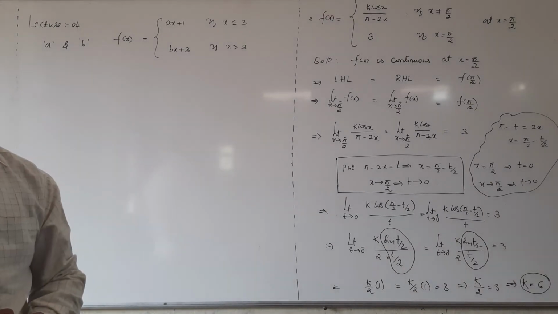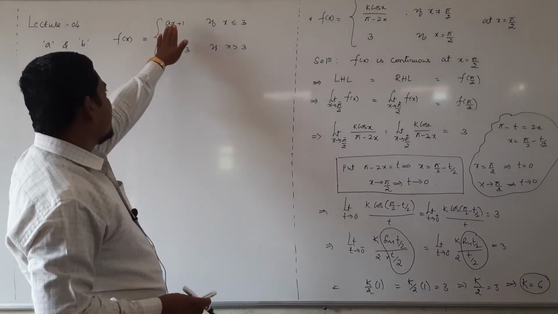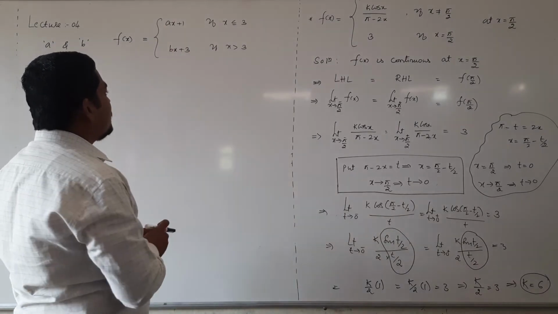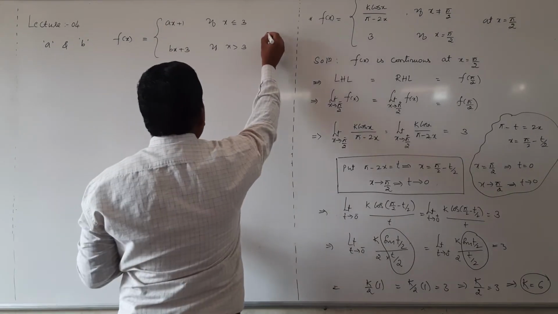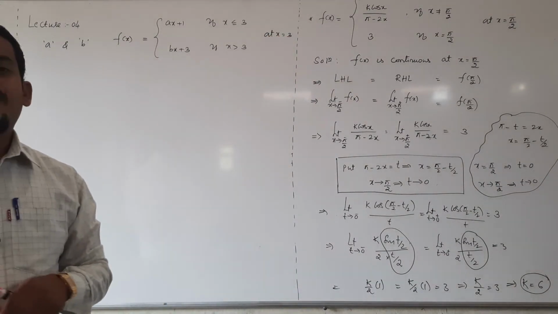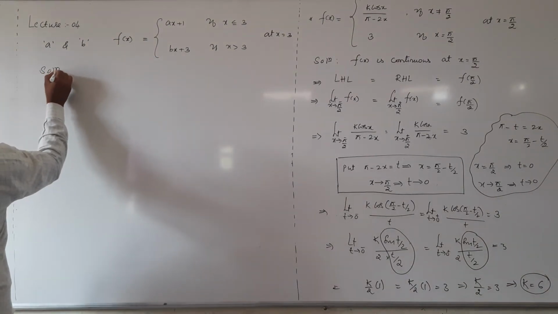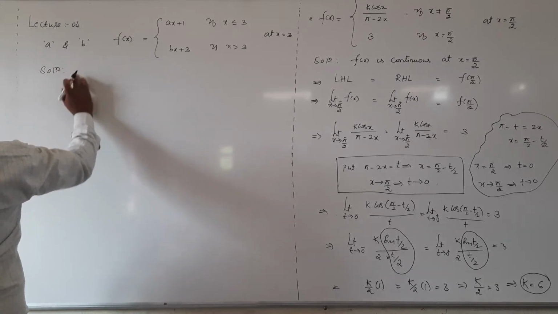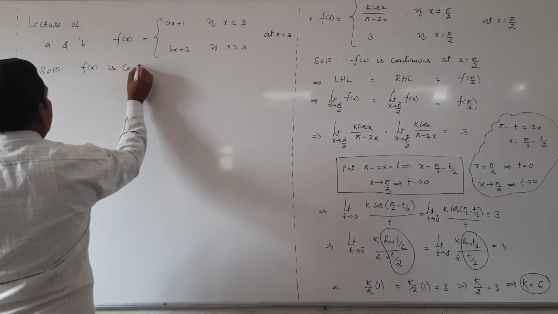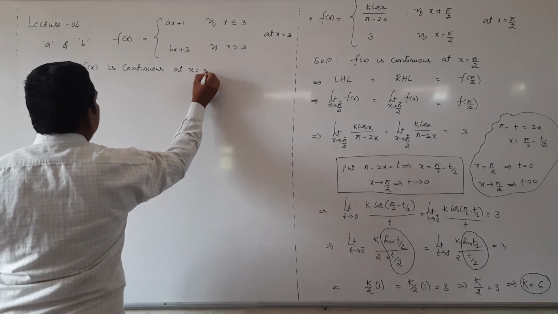Find the relationship between small a and small b, so that the function f of x equal to ax plus 1 if x value is less than or equal to 3, bx plus 3 if x is greater than 3, is continuous at x equal to 3. In this case, find the relationship between a and b. Again same procedure only. They have given f of x is continuous at x equal to 3.